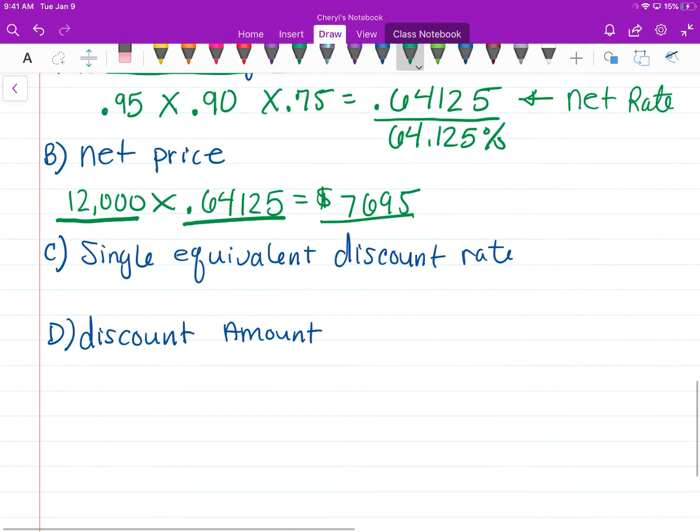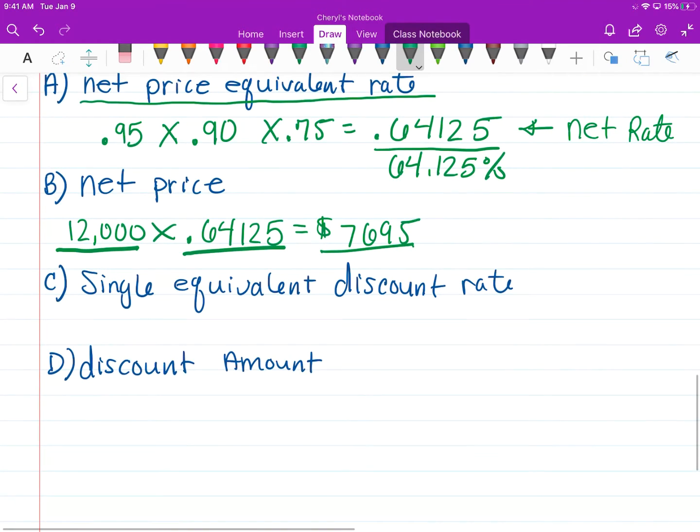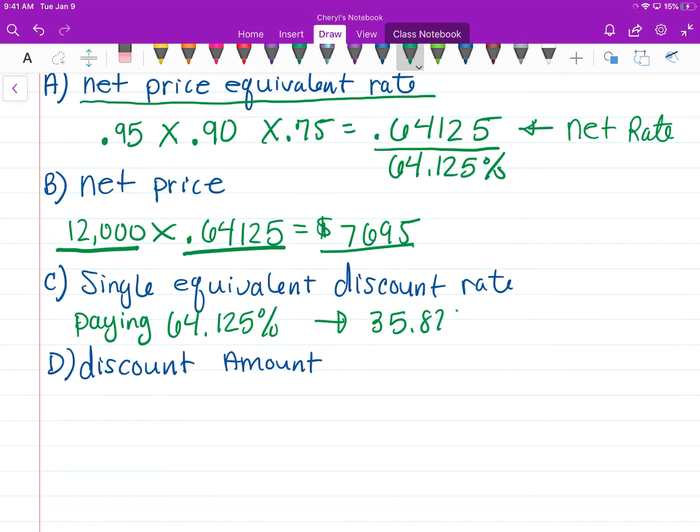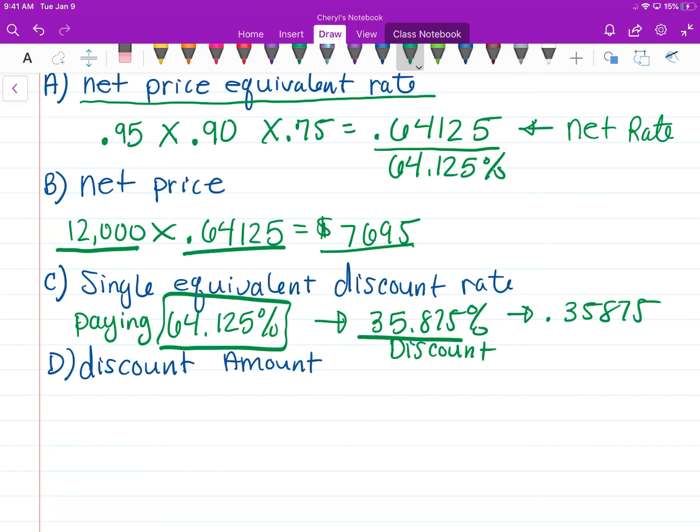Now, if I wanted to figure out what the single equivalent discount rate was, if I know that I'm paying 64.125%, then I could figure out by subtracting from 100 what's left over. That would be the amount of my discount. So that would be 35.875% for my discount, which as a decimal would be 0.35875. If I'm working with percents, this is what I've got.